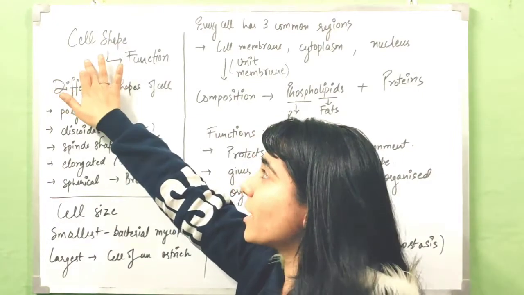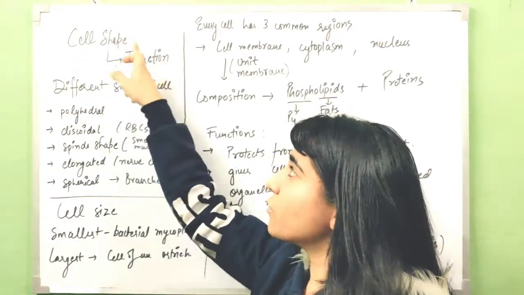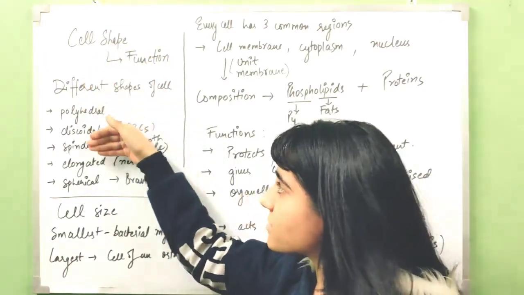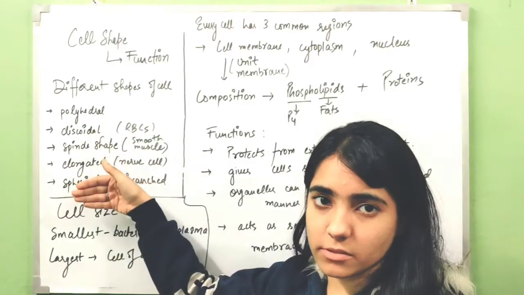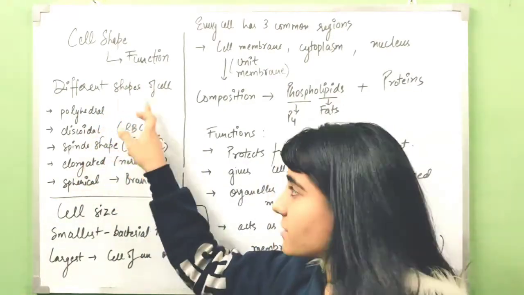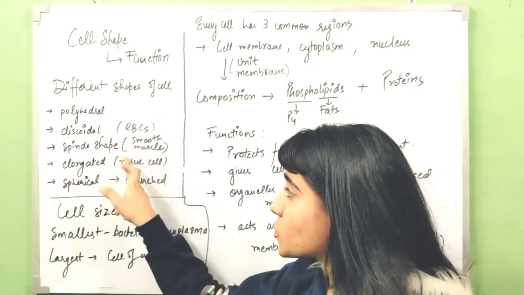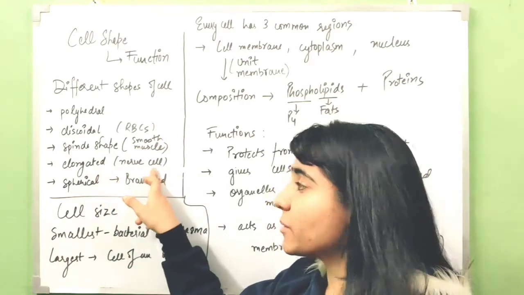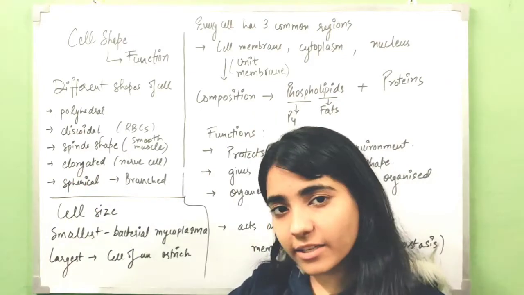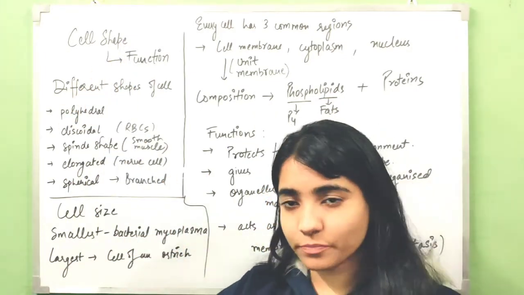So what we learned is that the shape of a cell is dependent on what function the cell will be performing. Now we discussed the different shapes of cells. It can be polyhedral, it can be discoidal, that is RBCs. It can be spindle-shaped, for example smooth muscle fiber. It can be elongated in shape, that is the nerve cells. It can be spherical in shape, that is the egg cells. And then it can be branched also.